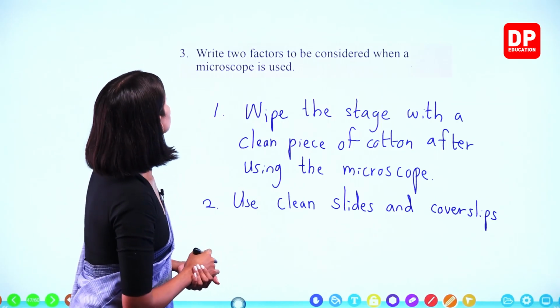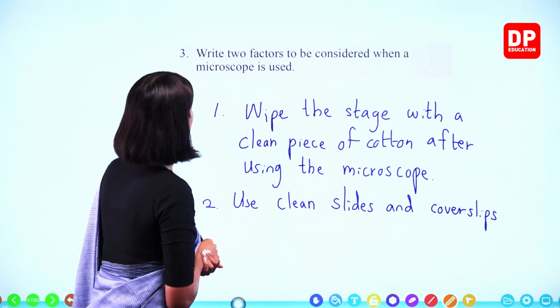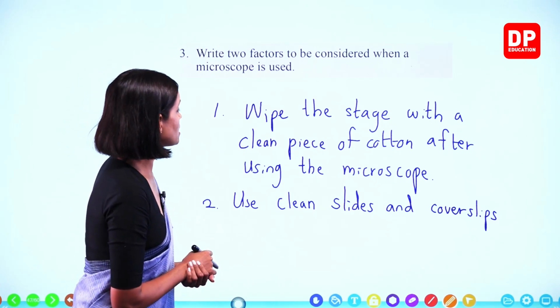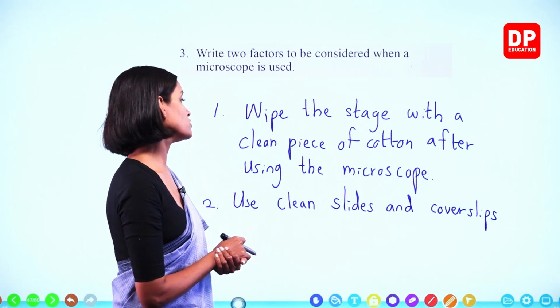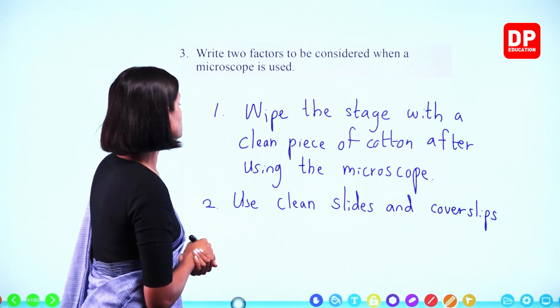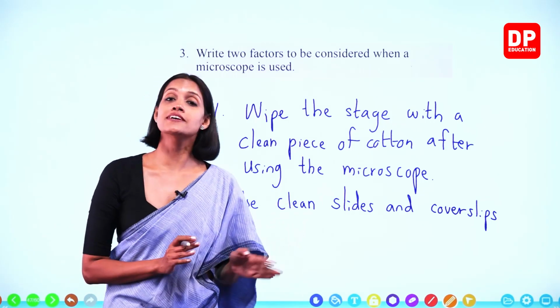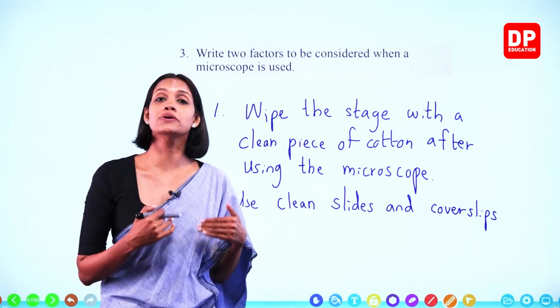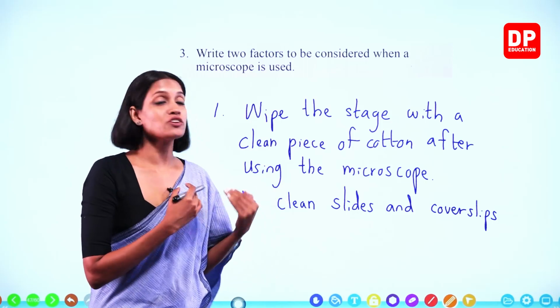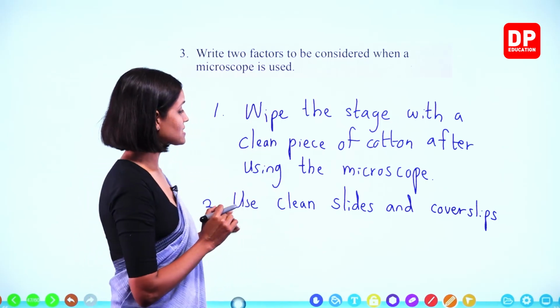Right. 2 factors to be considered when a microscope is used. Wipe the stage with a clean piece of cotton after using the microscope. Use clean slides and cover slips. So we have completed the exercise given in the textbook. Now we are going to start the extra questions. We'll move on to the next.